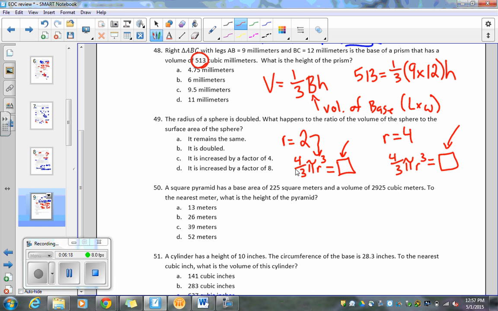Okay, is it staying the same? I'll give you a hint. It's not going to stay the same. The question is, did it double? Is it increased by a factor of 4, which means, has it been multiplied by 4?